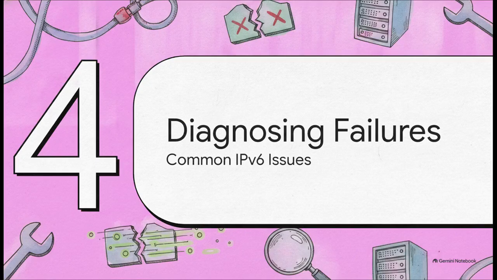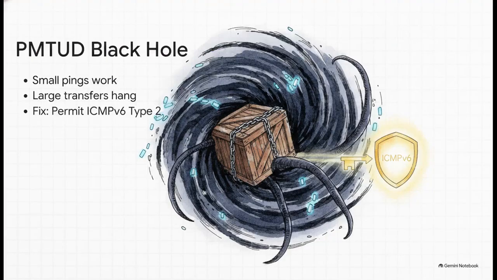Section 4. Diagnosing failures. Common IPv6 issues. All right, let's tackle the PMTU black hole, which is one of the most notorious IPv6 headaches. The classic symptom here is absolutely infuriating. Your small pings work perfectly, but SSH sessions, HTTPS traffic, or file copies just stall out and hang right after the TCP handshake. If you're seeing this, you've found a path MTU discovery failure. The primary fix? You need to ensure you are explicitly permitting ICMPv6 Type 2 inbound on your firewalls.